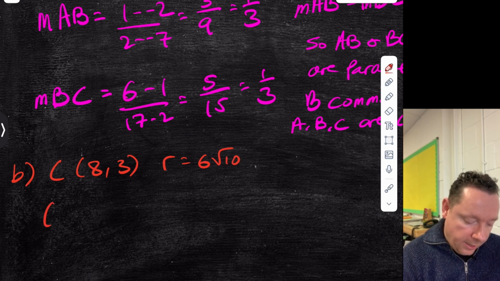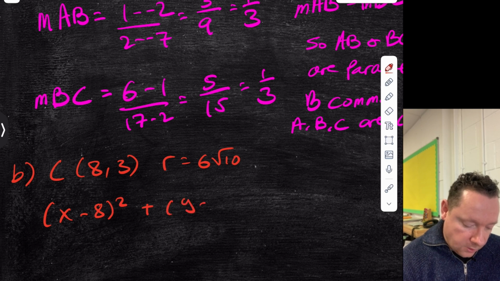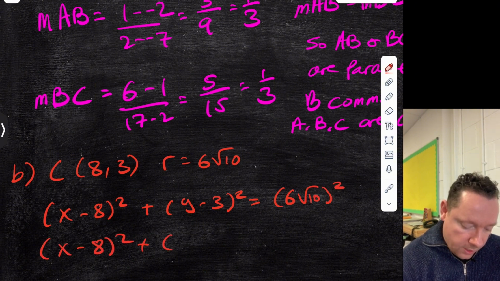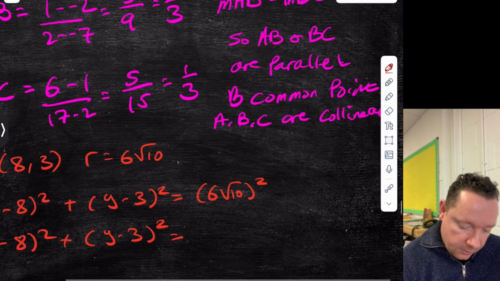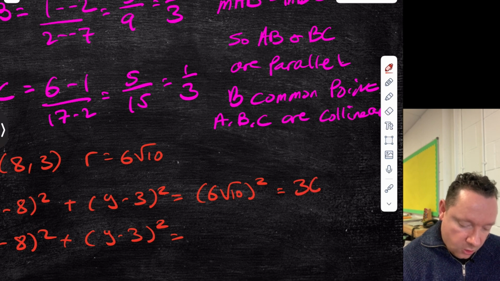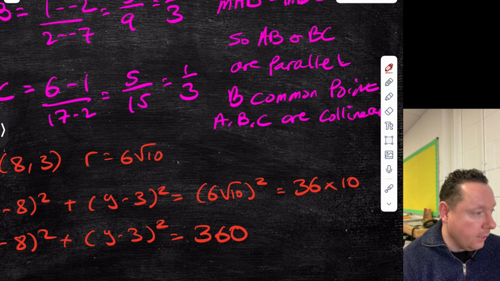So (x minus a) squared plus (y minus b) squared equals r squared, which is 6 root 10 all squared. Tidying that up, (x minus 8) squared plus (y minus 3) squared equals, well, this bit, 6 sixes is 36, root 10 squared is 10, it's 360.